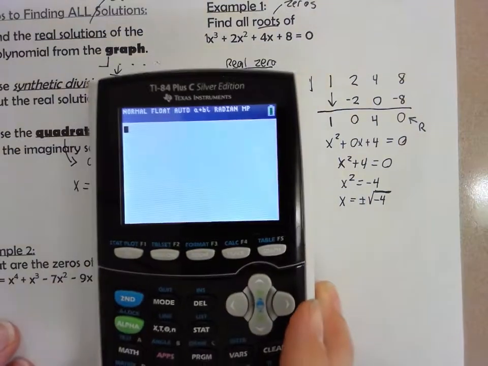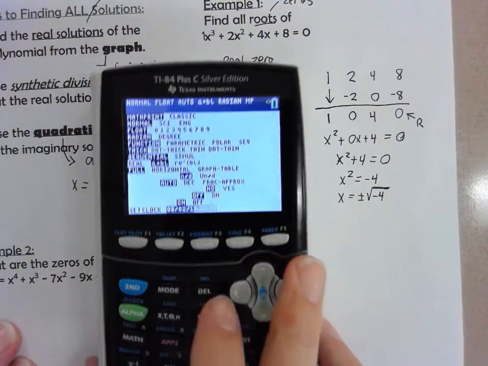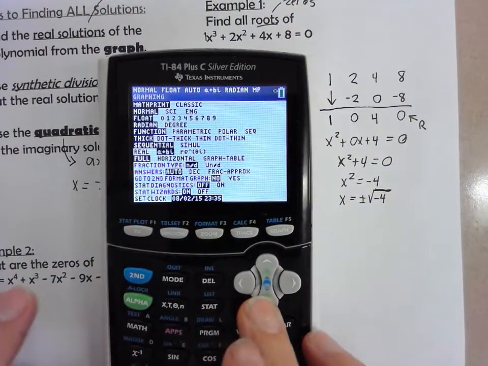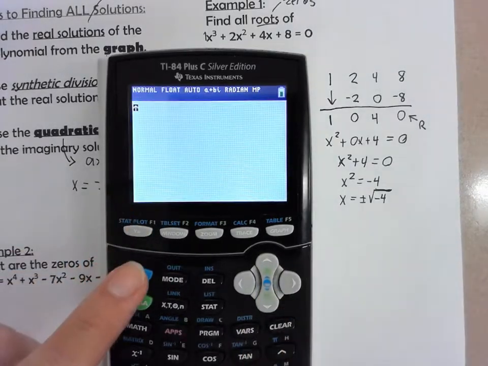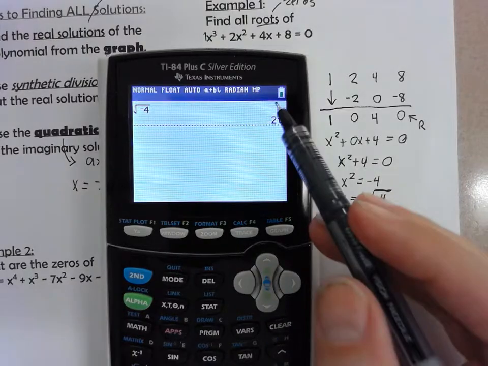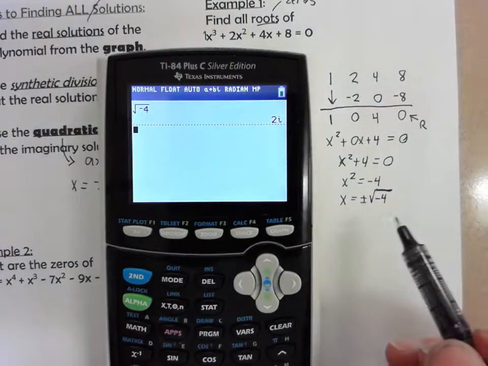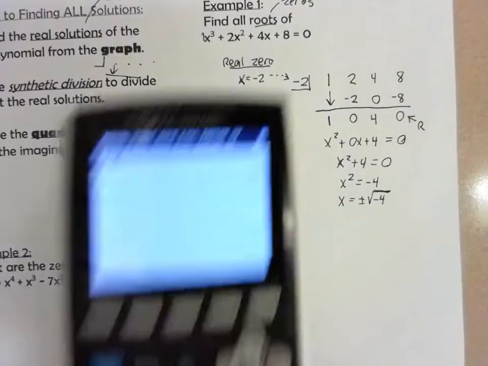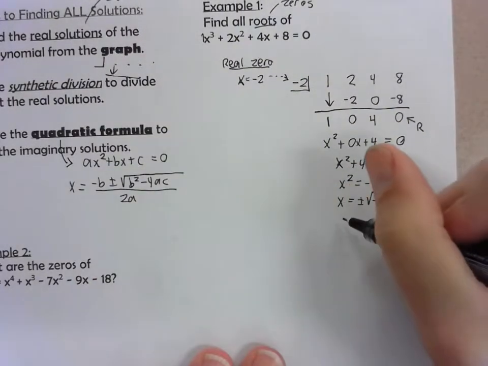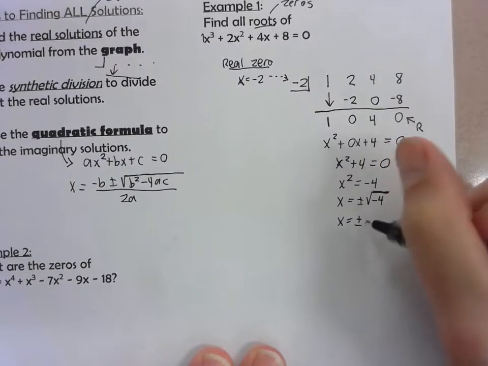However, if you use your TI calculator and you press mode, if your mode is set to a plus bi, then you can take the square root of negative 4. That's going to just be 2i, because we know the square root of 4 is 2, and that negative is going to pull the i outside of it. So really your answer for the complex portion is going to be plus or minus 2i.